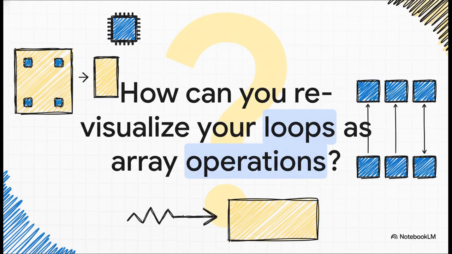So I'll leave you with this final thought. The very next time you're about to write a for loop to work on some numbers, just pause for a second. Ask yourself this question: how can I reimagine this entire loop as a single operation on arrays? Could it be a simple subtraction, a broadcasted multiplication? Answering that question is the first step to unlocking a whole new level of performance and, frankly, elegance in your code. That mental shift is what expert-level NumPy is all about.